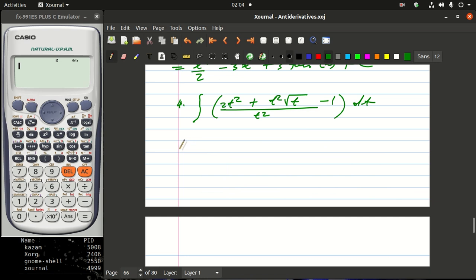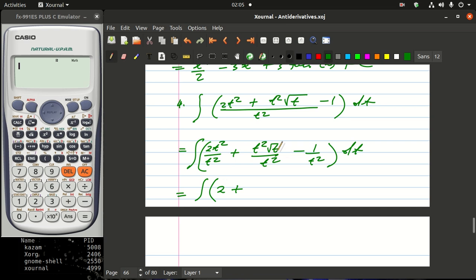So if you look into this, you will find out that we are going to end up having 2t squared divided by t squared plus t squared square root t divided by t squared minus 1 divided by t squared, and then you have a dt. And then when you are actually proceeding here, you will end up finding this t squared and this t squared will go away. You will have a 2 plus, and then when it comes to this, t squared and t squared will go away, and then you have root t minus 1 over t squared and then dt.